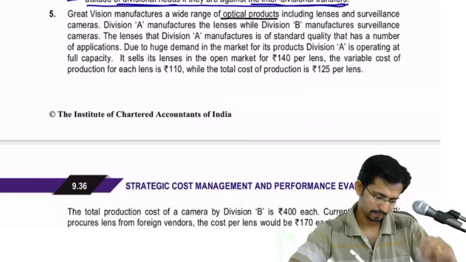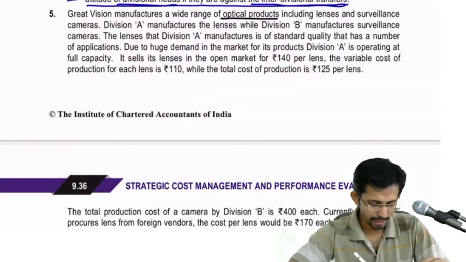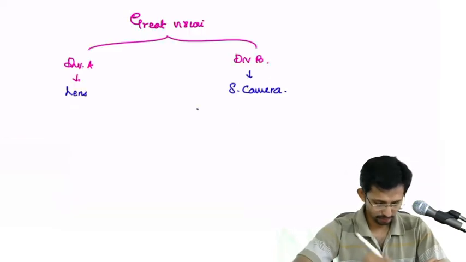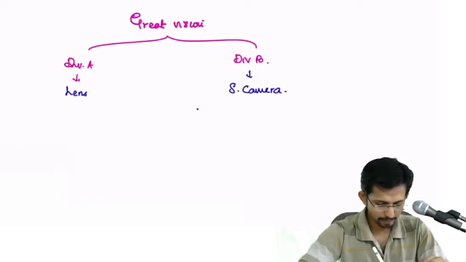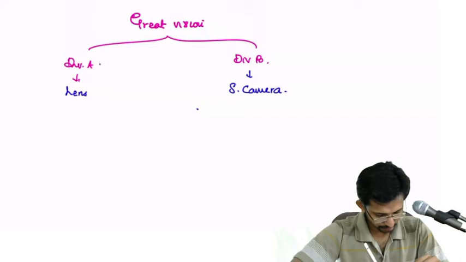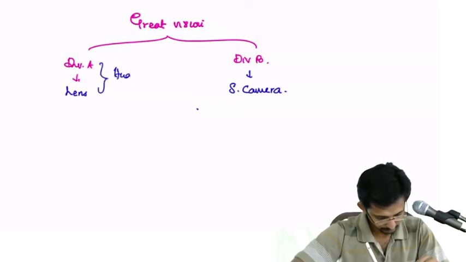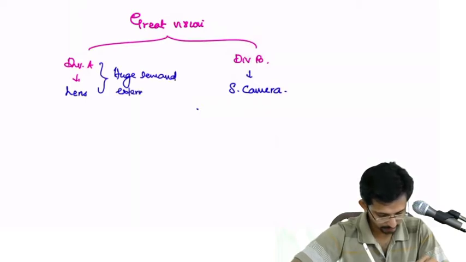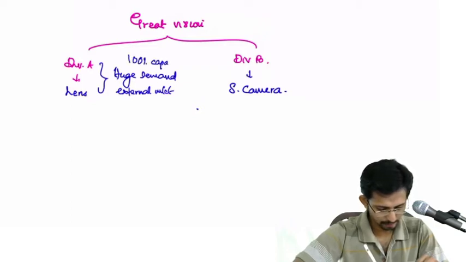Going forward in the question, the lenses that Division A manufactures are of standard quality and have a number of applications. Due to huge demand in the market for its products, Division A is operating at full capacity. So what is this? It says that Division A is having huge demand in the external market, due to which it is operating at 100% capacity.